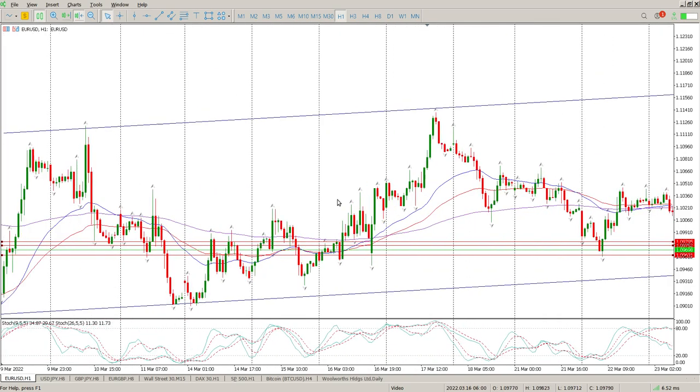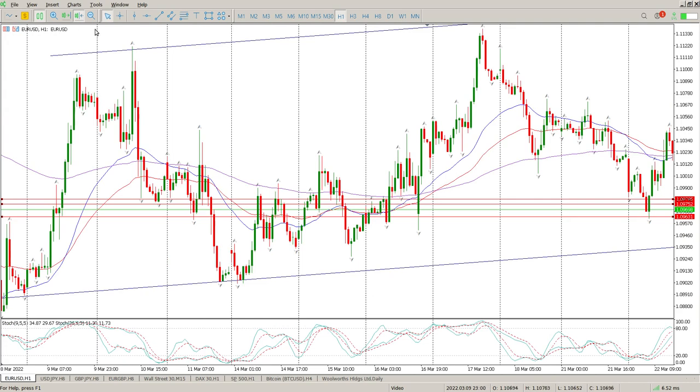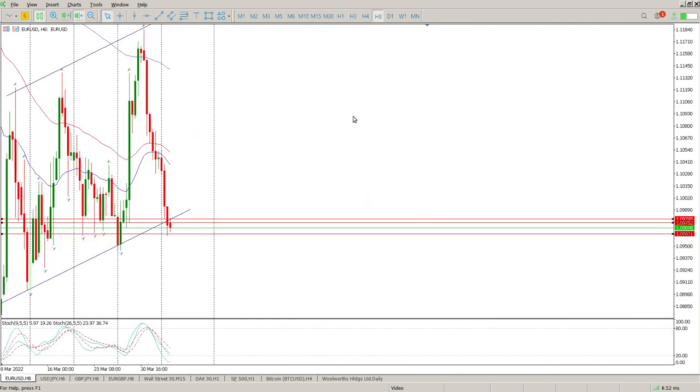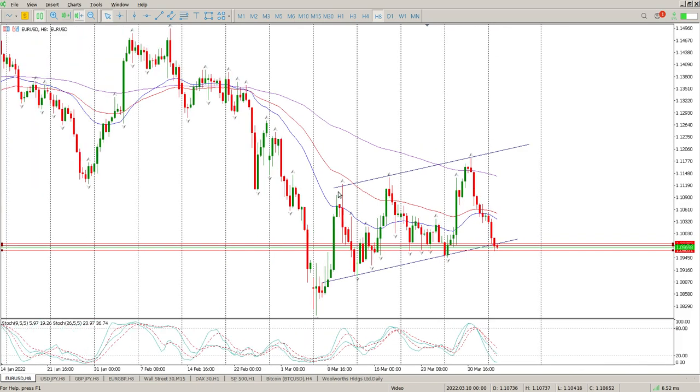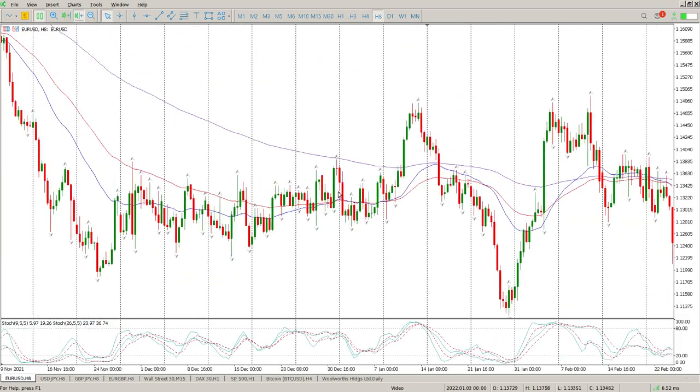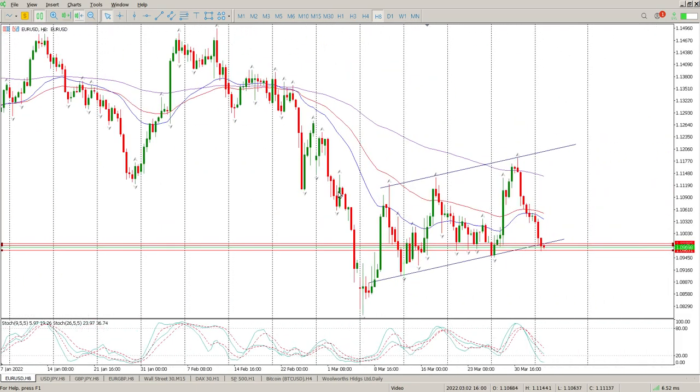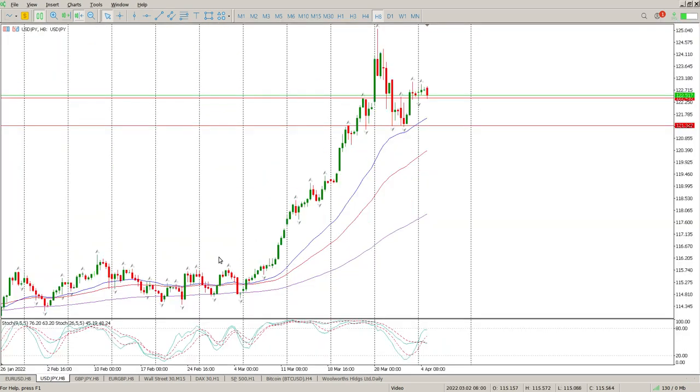So your target area is, let's just get this off the 8 hour. To me, there's no clear target close by. So I would be looking for at least the bottom of this consolidation here. That would be somewhere around 108.511.